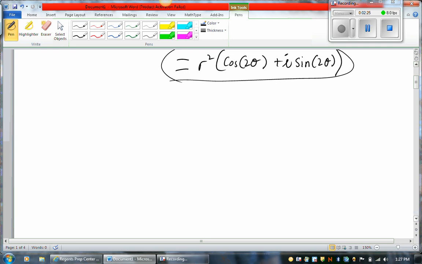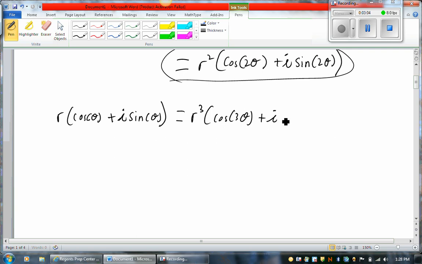Similarly, if we look at the same complex number, r cosine theta plus i sine theta, we can imagine this being written 3 times out, so we're going to take this and multiply it by another one, and we end up with r cubed cosine of 3 theta plus i sine of 3 theta.